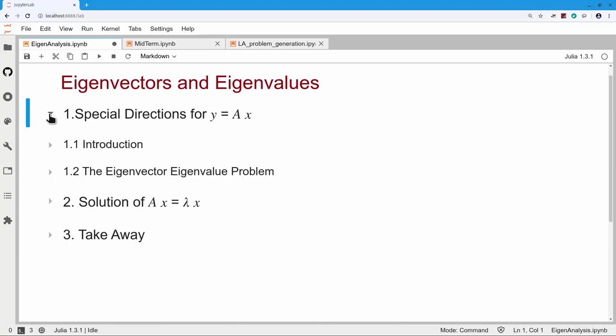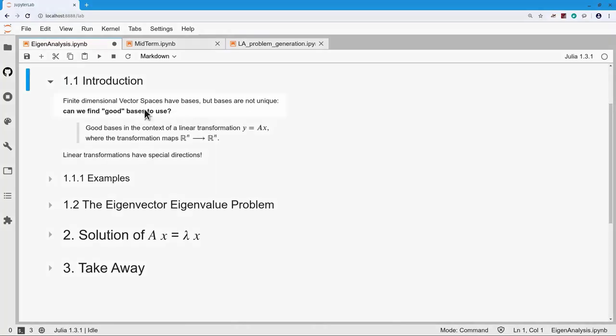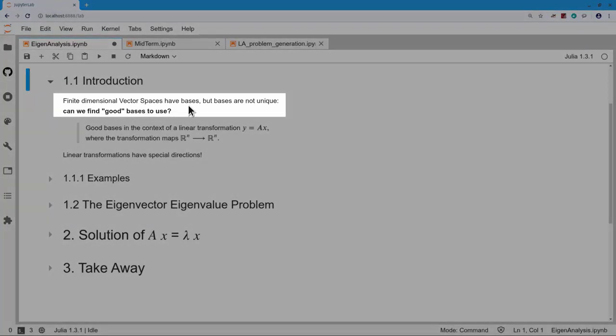So let's start. Finite dimensional vector spaces, we found that they have bases, but bases are not unique. For example, if I take i, j, k in 3-space, I can rotate i, j, k around, and any one position I put i, j, k in would be a basis for 3-space. So the question that raises is, can we find good bases to use? But what does good mean? Good means in some context.